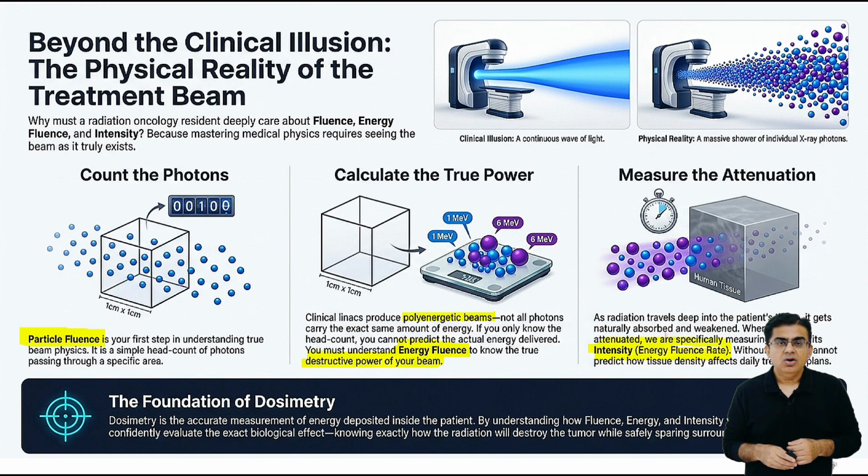Finally, all of these concepts build the absolute foundation of dosimetry. Dosimetry is the accurate measurement of energy deposited inside the patient. By understanding how these metrics work together, you can confidently evaluate the exact biological effect. You will know exactly how the radiation will destroy the tumor while safely sparing the surrounding healthy tissues.